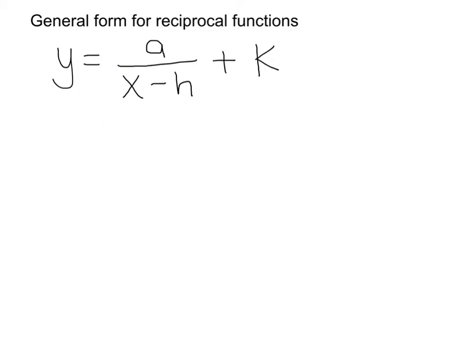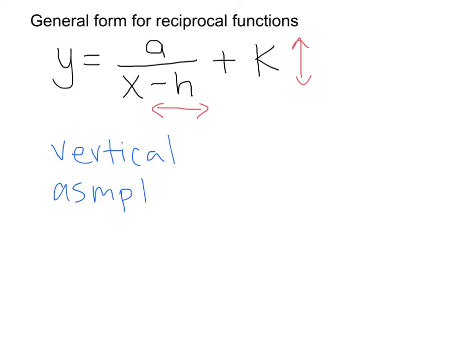Reciprocal functions can have the general form a over x minus h, plus k. So what's going to happen is the h value will shift our function left and right. The k value will shift our function up and down. We're going to have 2 asymptotes. The vertical asymptote is going to be at x equals h.